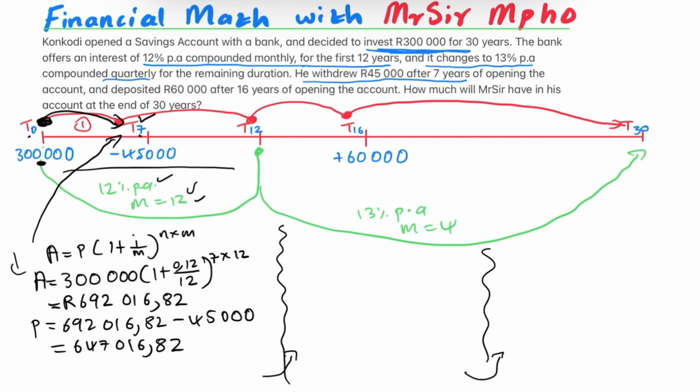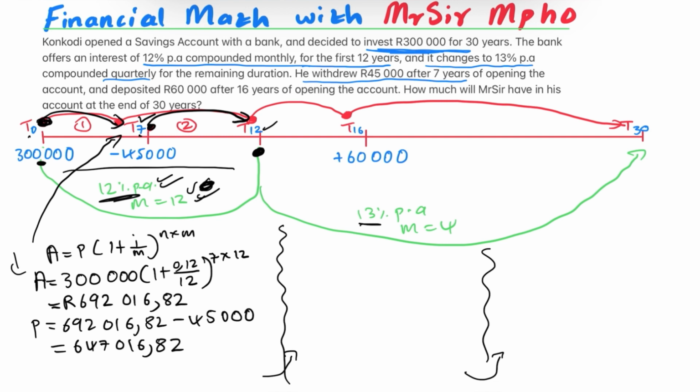Now we're going to move to the next growth. Now we're going to move to here. After making the withdrawal here, we're going to say now let's grow it from T7 to T12. Why are we growing it from T7 to T12? Because we are still using this interest rate here and the compounding period, and we are growing it to T12 so that we can make the change of this to this. And it changes where? At T12.